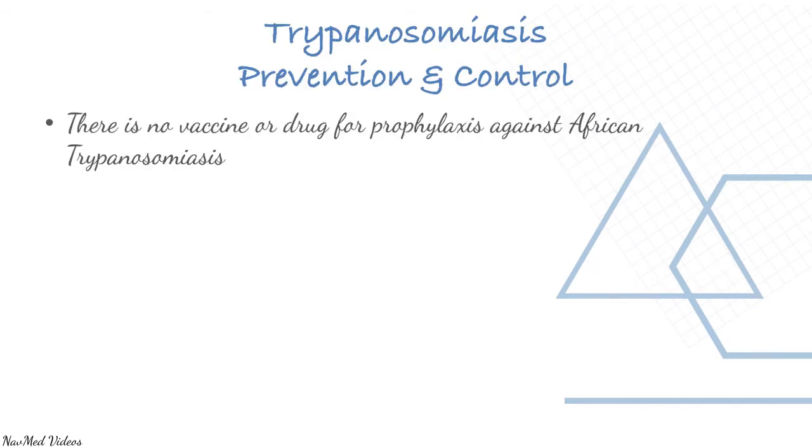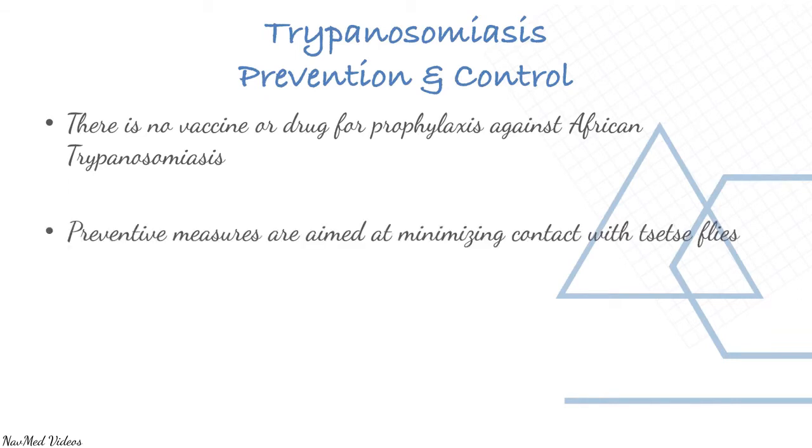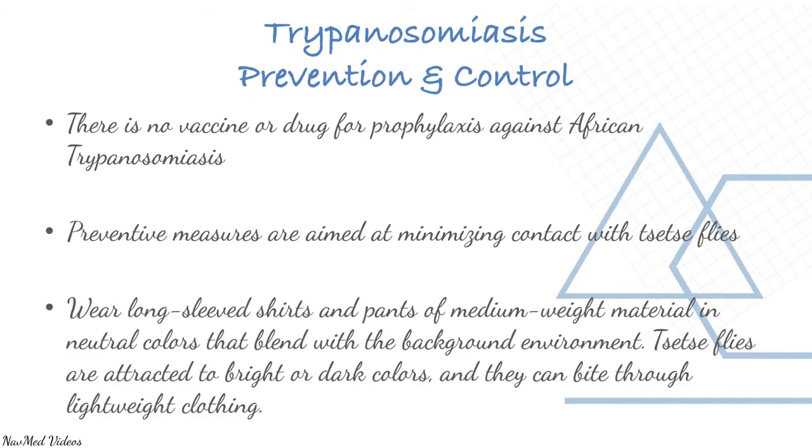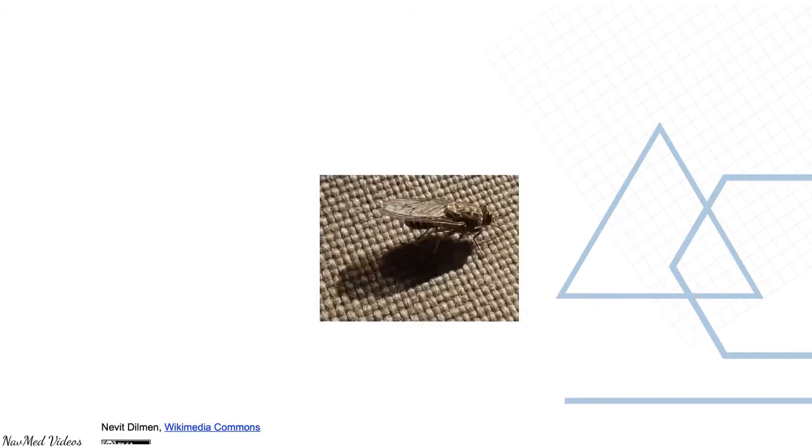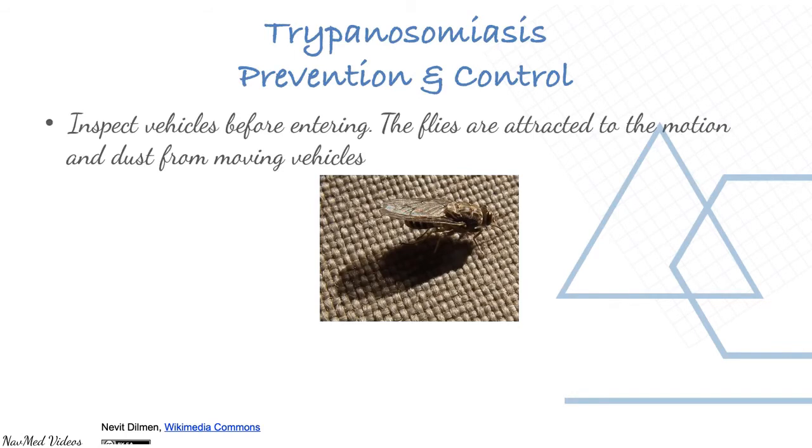Prevention and control: there is no vaccine or drug for prophylaxis against African trypanosomiasis. Preventive measures are aimed at minimizing contact with tsetse flies. Wear long-sleeved shirts and pants of medium-weight material in neutral colors that blend with the background environment. Tsetse flies are attracted to bright or dark colors and they can bite through lightweight clothing. Inspect vehicles before entering.